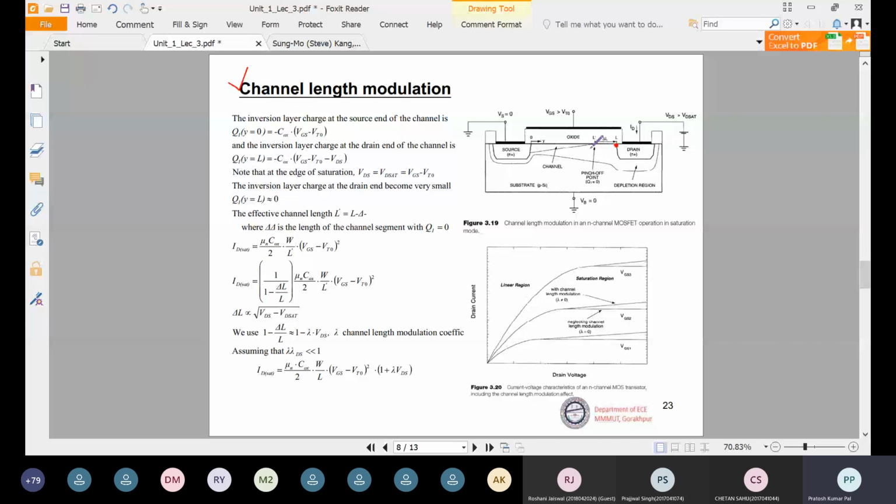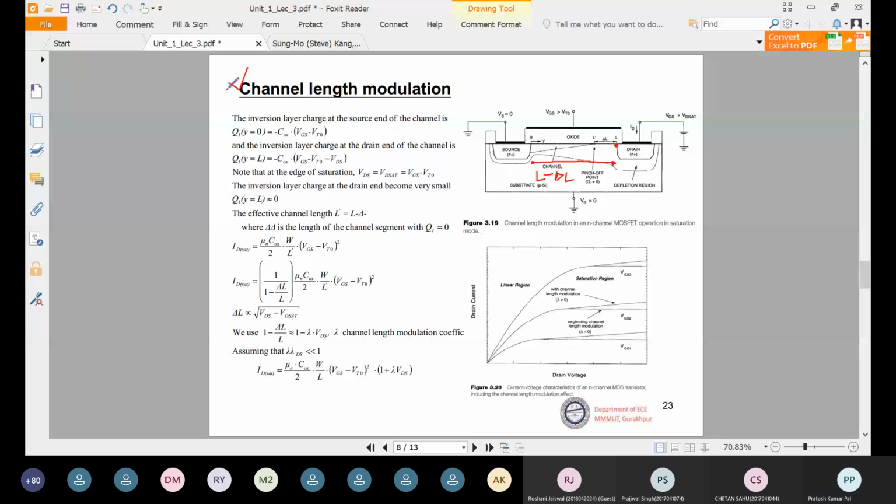the channel will be depleted, so there will be a reduction in the channel. Suppose this is a length delta L; we are reducing the channel by delta L. The effective length that we had considered as capital L will be reduced by delta L, the length by which the channel has reduced in the drain direction. So this will be the effective length, and we will be considering that.